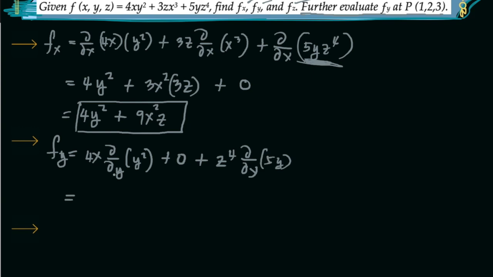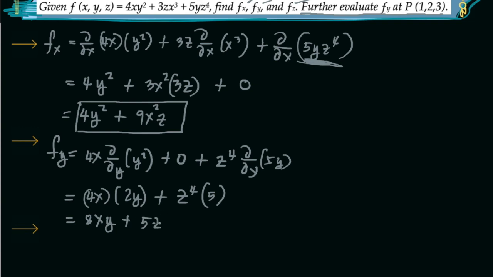So this will become 4x times the partial with respect to y of y squared, that will be 2y, okay, plus z to the fourth times the partial of 5y with respect to y, which is 5. Simplifying, this will become 4 and 2, that will become 8xy plus 5z to the fourth power. So this is now the partial derivative of the given function with respect to y.